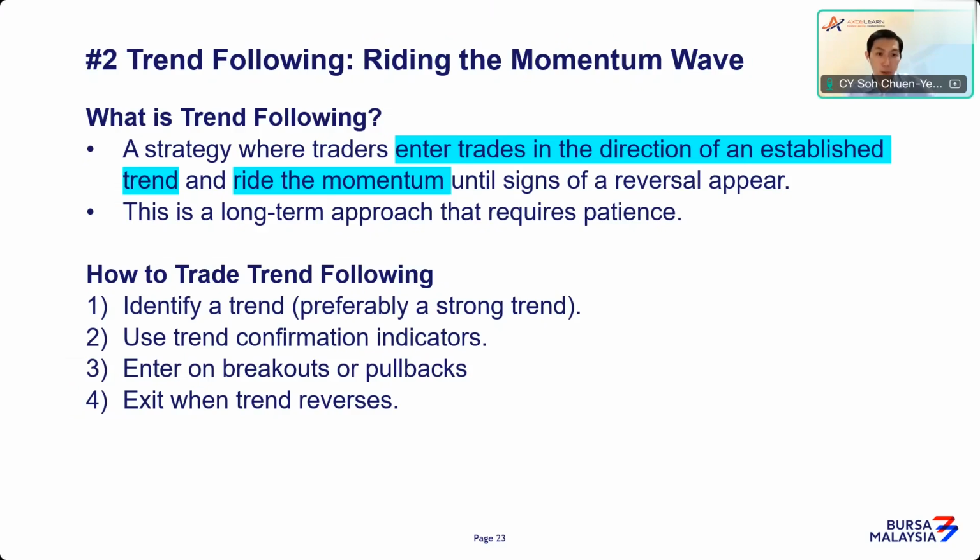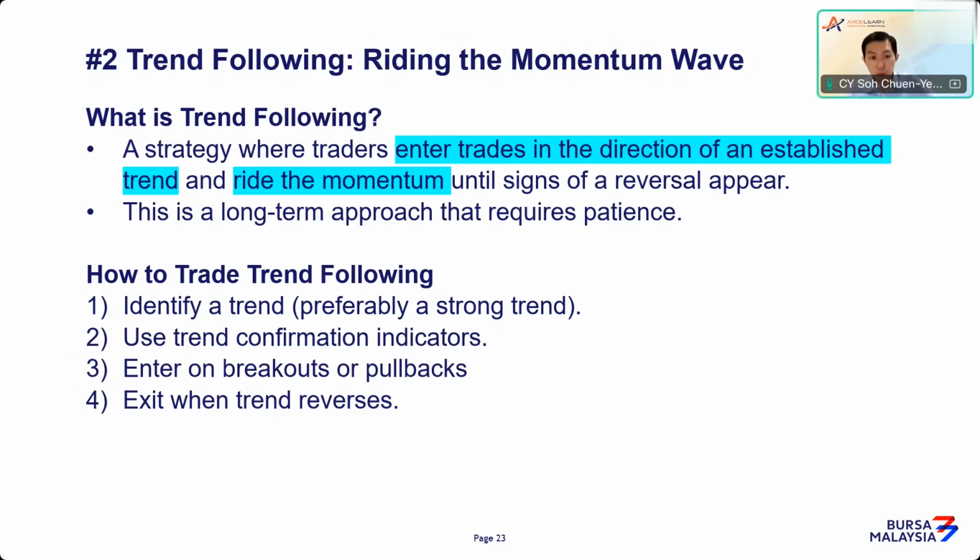So how do you do trend trading? Very simple, same thing as momentum trading. You need to be able to identify the trend first, preferably a strong trend. The next thing you need to do is confirm whether the trend is actually strong or not. You can use other tools like MACD or RSI to identify whether there is a bullish momentum or a bearish momentum. Later, in the next topic, I will share more about indicators.